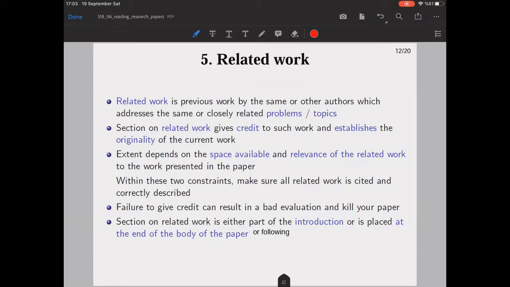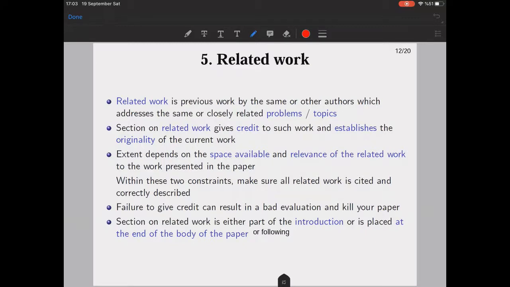Related work is very important, and it is previous work by the same or other authors which addresses the same or closely related problems and topics. This section on related work gives credit to such work and establishes the originality of the current work. Depending on your grasp of recent trends in your domain and your grip on the domain, you can underline the originality, or you can defend the originality of your work much more easily in the other parts of the paper.